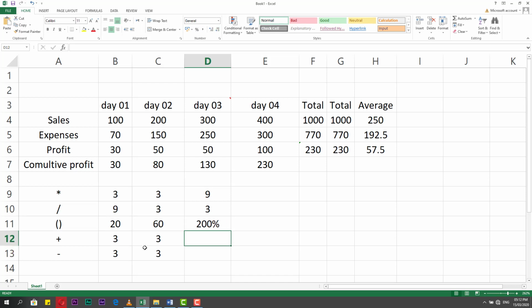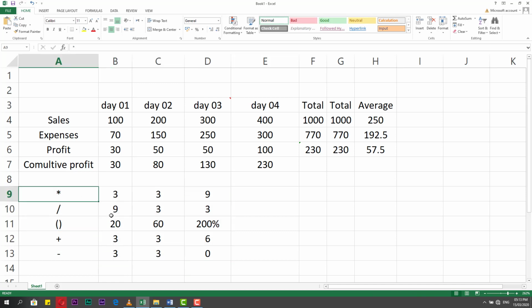Okay, and we also speak about if you need to sum these two cells, we use the plus shape, and if we use minus, you take this minus shape, it will come 0.